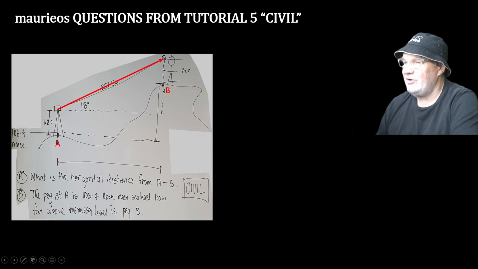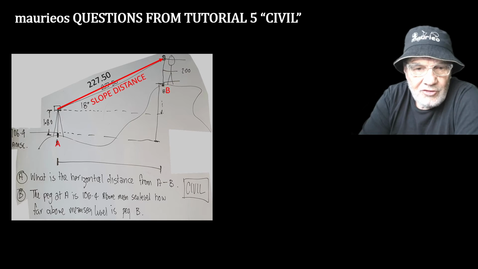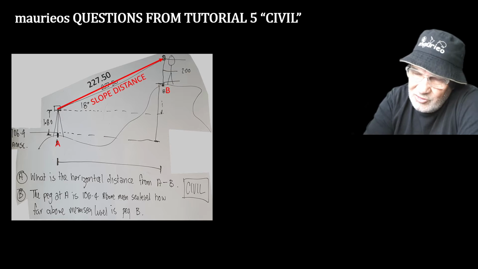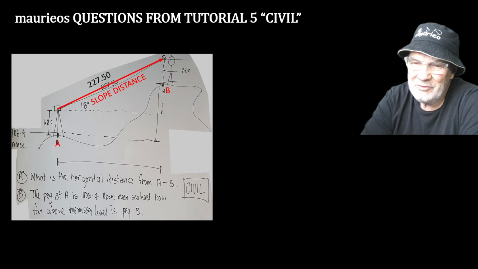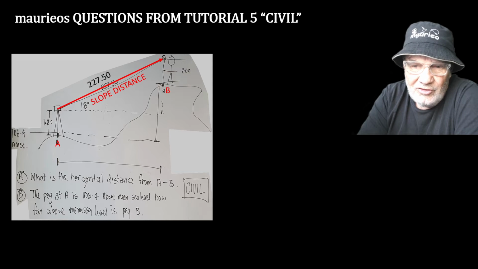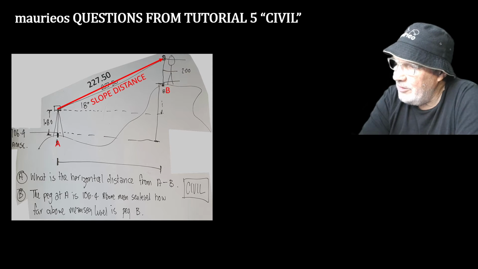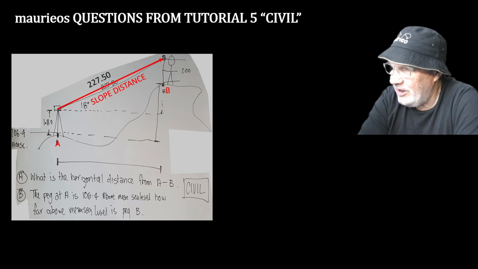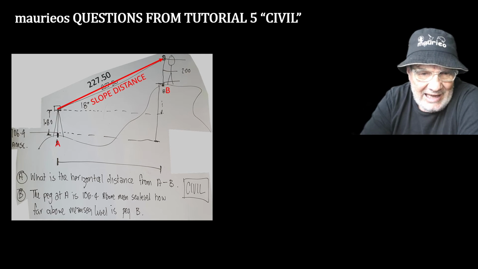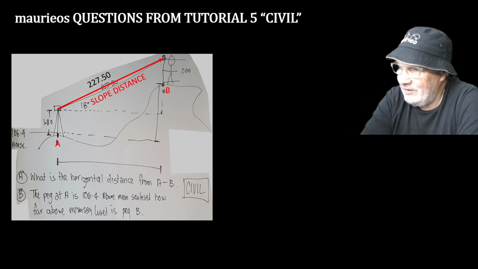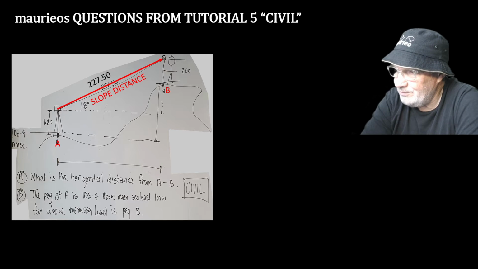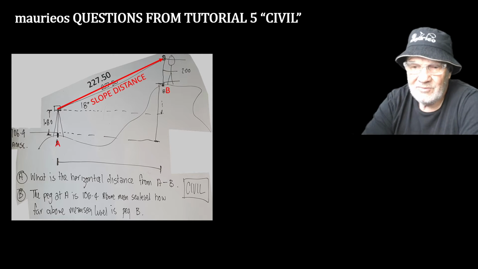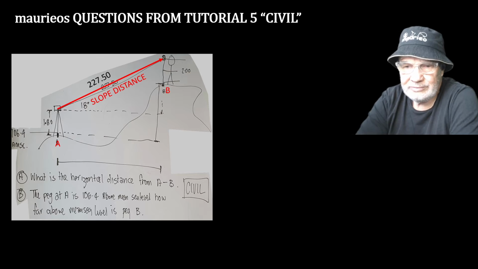The first thing we've got to do, I think, is understand the diagram. So here we have what we call in surveying, I'm a surveyor, which is part of civil engineering, sort of, the slope distance. So we're asked the question, what is the horizontal distance? And the peg at A is 106.4 metres above mean sea level. How far above mean sea level is the peg at B? So these are our two questions.